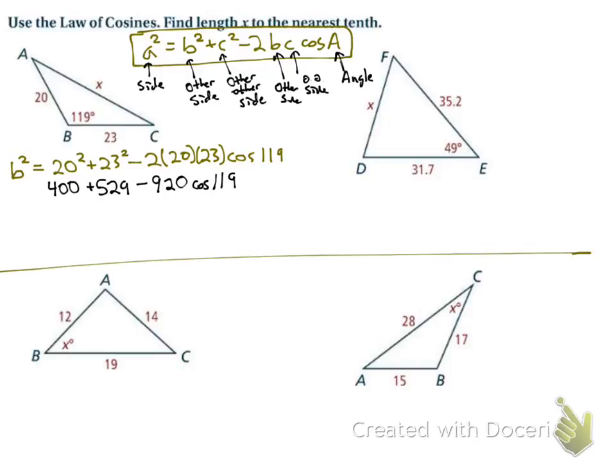So this becomes 929 minus 920 cosine 119, which is not 9 times cosine 119. That is not correct order of operations. You need to multiply 920 cosine 119, and then subtract that from 929. If you do 9 times cosine 119, you get negative 4 point something, which is not a side length.